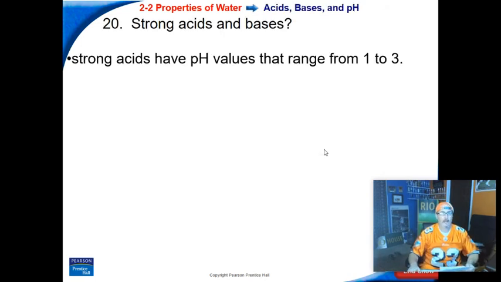All right, number 20. Strong acids and bases. Strong acids have pH values that are 1 to 3. They will burn you. They will do damage. Battery acid is a strong acid.